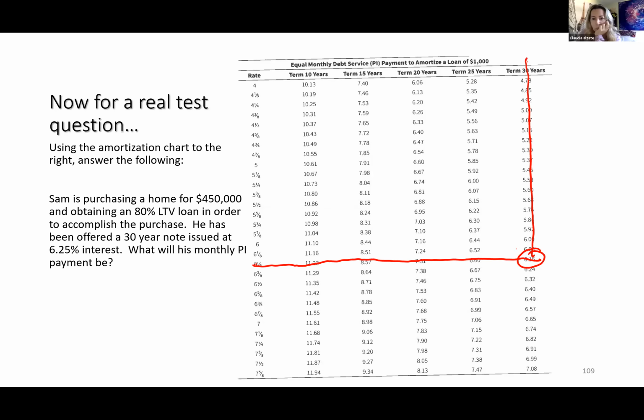I have a question about that. Why would we take the entire home purchase when we're only getting a loan for 80% LTV? We haven't done anything with the amount yet. The amount doesn't matter when we're looking it up in the chart.